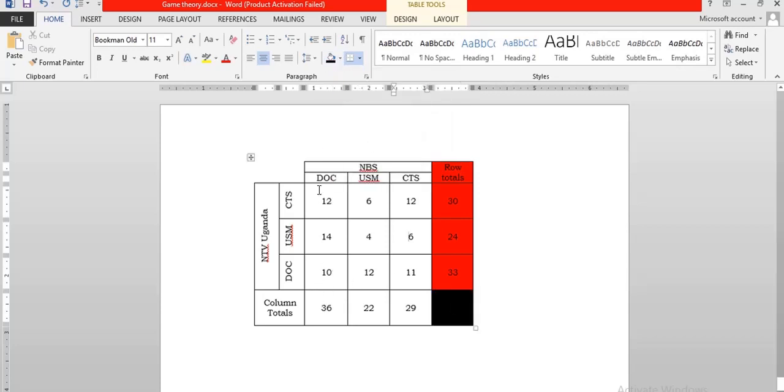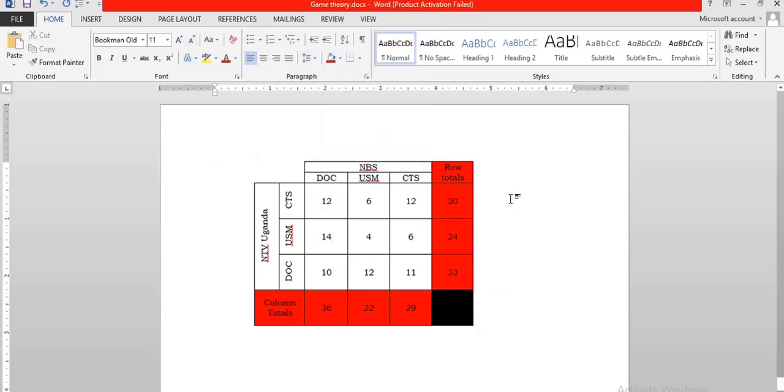So let's see if this particular column has a dominant element. 12 and 6, 12 is bigger. 14 and 4, 14 is bigger. But 10 and 12, 10 is smaller, no dominance. 12 and 12, they are the same. 14 and 6, bigger. 10 and 11, 10 is small, so no dominance. Again, here, there is no dominance. Okay? So which means now, the second principle has also failed.